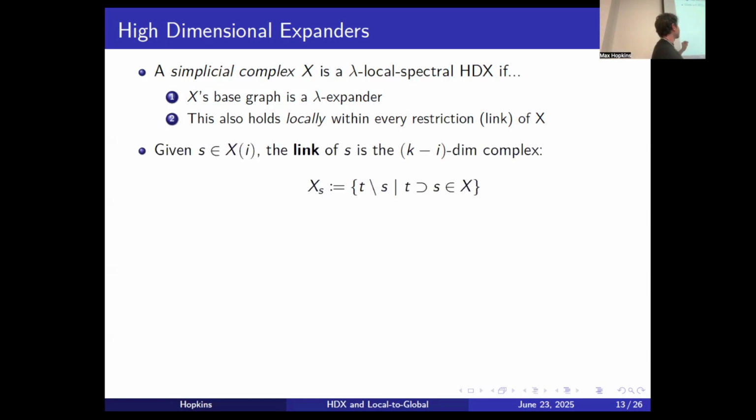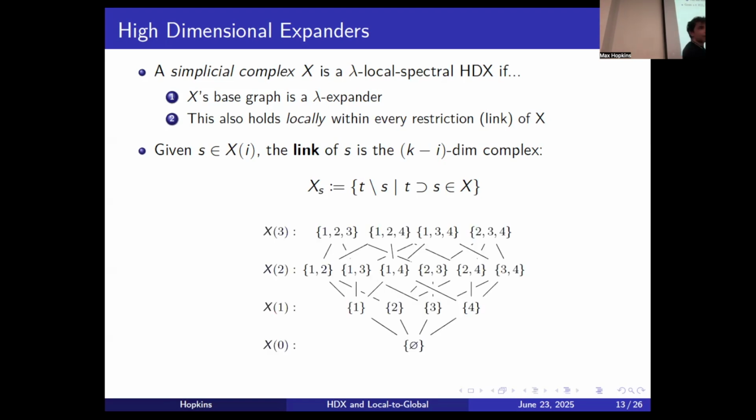So given any face S in X_i, any i-set that appears in the complex, the link of S is basically its local view or local neighborhood in the hypergraph. It's a corresponding k minus i dimensional complex that generalizes neighborhoods in graphs, where to define X_S, I look at all of the subsets in my complex that contain S, and then I remove S. Easier seen through a picture.